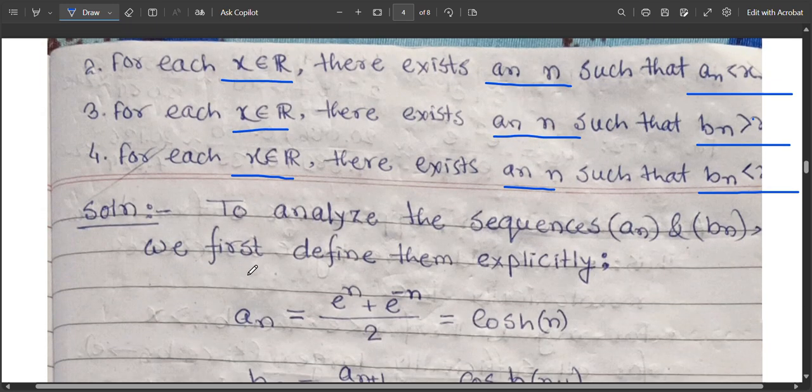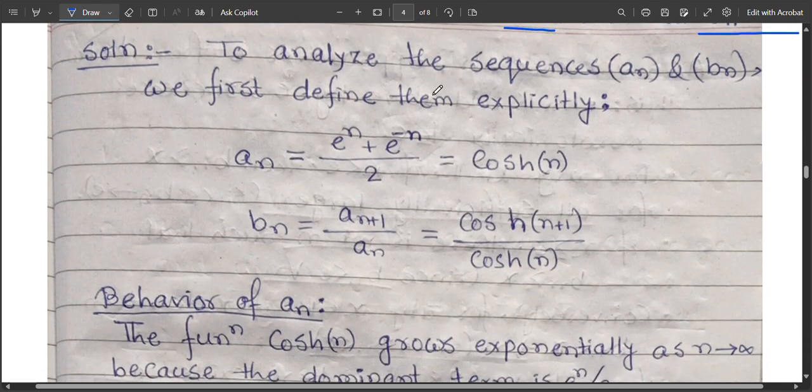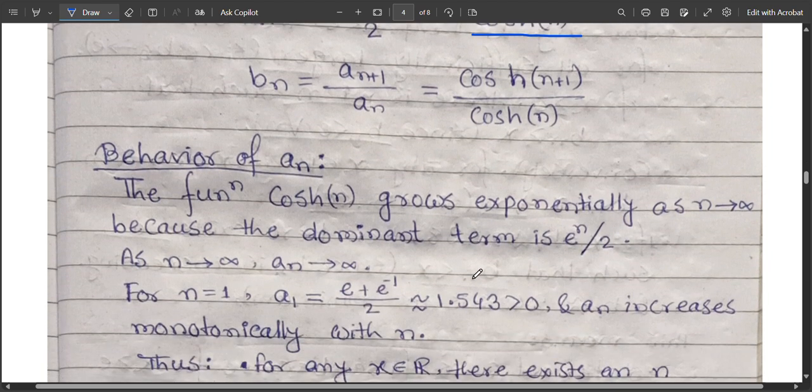So let's solve. To analyze the sequences an and bn, we first define them explicitly. an is equal to (e to the power n plus e to the power minus n) by 2, which we can write as cosh n. And bn is a(n+1) by an, so the 2 will cancel, giving cosh(n+1) by cosh n. Putting n plus 1 in place of n, after calculation, you will get this. Now we will check the behavior of an.